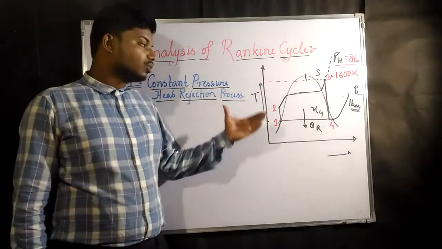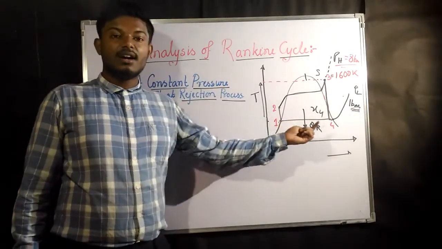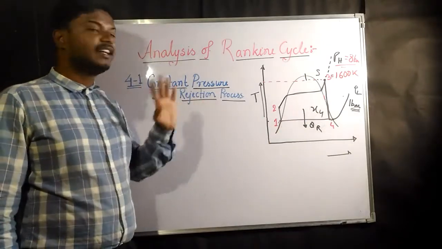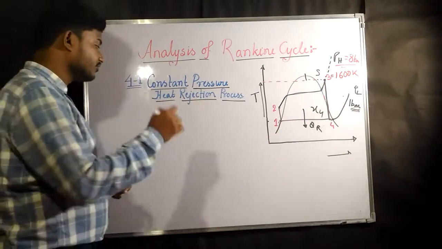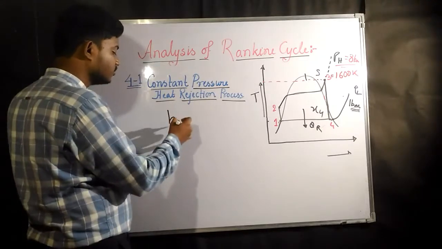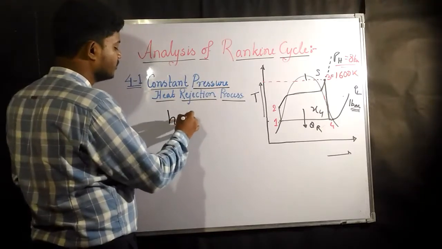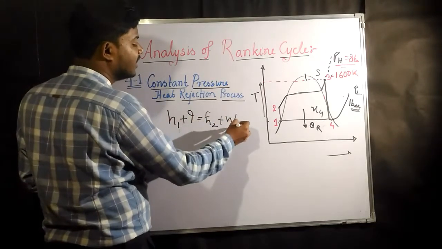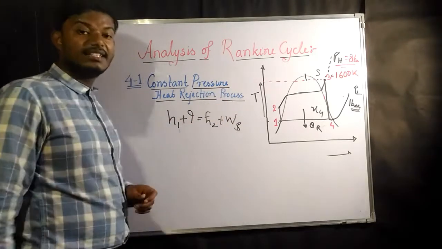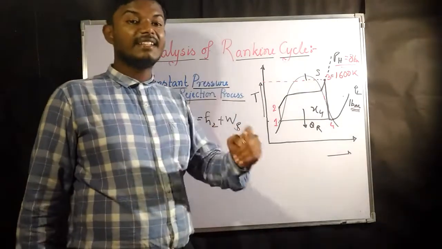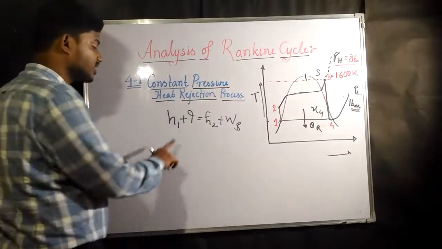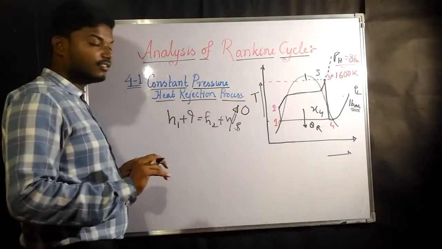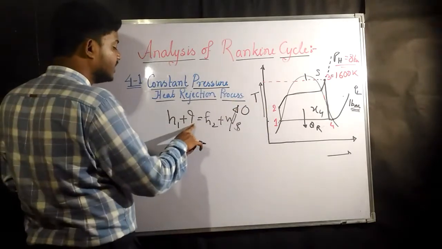Now process 4 to 1 is going to give us the condenser, the heat rejection process. So 4 to 1 is a constant pressure heat rejection process. If you apply the first law again, this is H1 plus heat addition equals H2 plus W, neglecting the kinetic energy and potential energy difference. Now W is going to be 0 because in the condenser there is no shaft work. So only heat rejection is there.